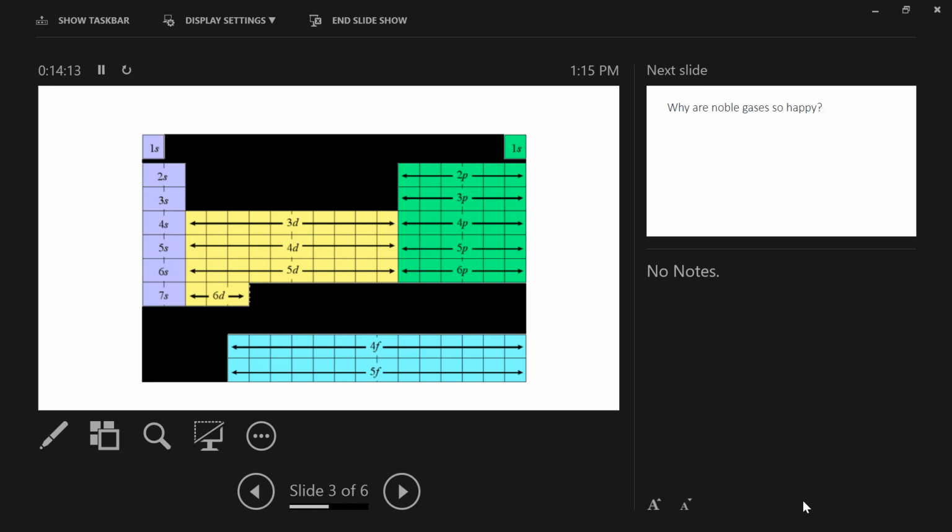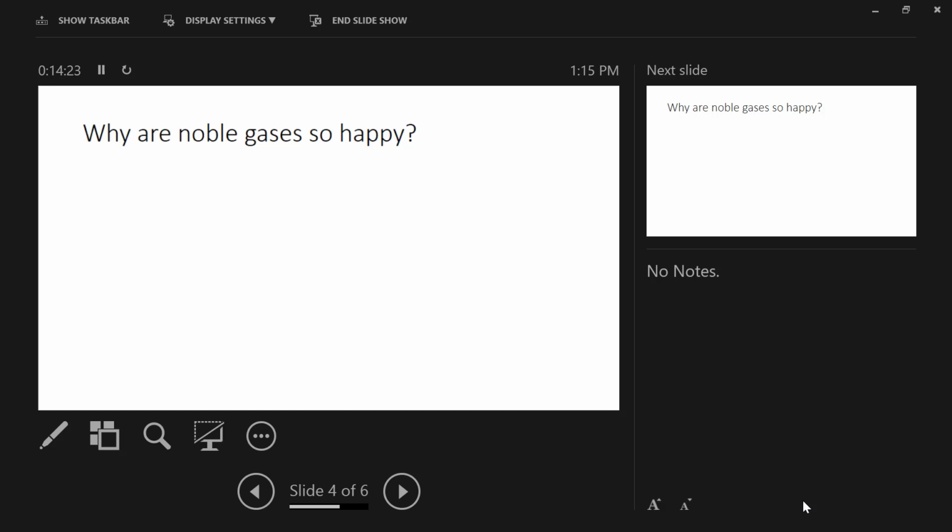All right, any questions about this? Because now we've reviewed enough that we can move on and start to introduce some new concepts. What say ye? All right. So the first question we're going to deal with for lesson 10 on ionic bonds is this one. Why are noble gases so happy? Why are noble gases so happy?